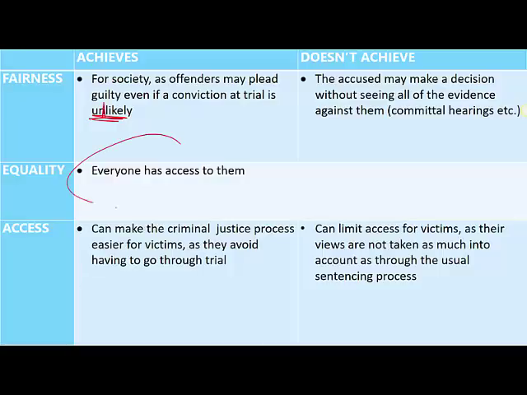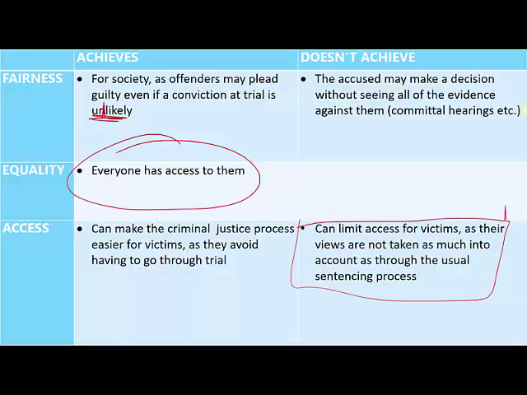There's equality because everyone has access to them. And in terms of access, they can make the criminal justice process easier for victims, as I said, because victims avoid having to go to trial. However, it can be seen to limit access for victims in some circumstances, particularly with sentence indications, as their views are not taken into account as much as the usual sentencing process when a judge gives an indication. So there's just a little bit of a look at how that fits into the principles of justice.